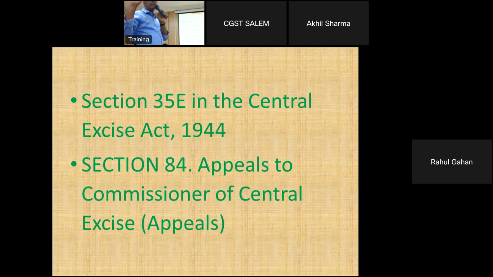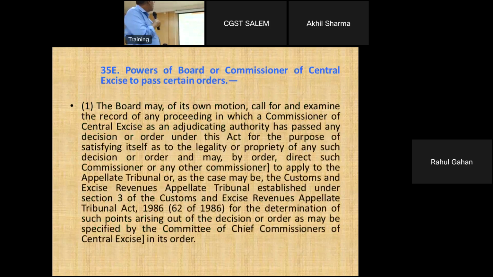Previously it was CENVAT, central excise value added tax. Before that it was MODVAT, modified VAT. When VAT came, the state government and the central government had it, and immediately they made it MODVAT and subsequently it became CENVAT. Till GST came, it was CENVAT. And service tax we call service tax only. So under 35E central excise orders can be reviewed and under 84 service tax orders can be reviewed. Everything is like that only.